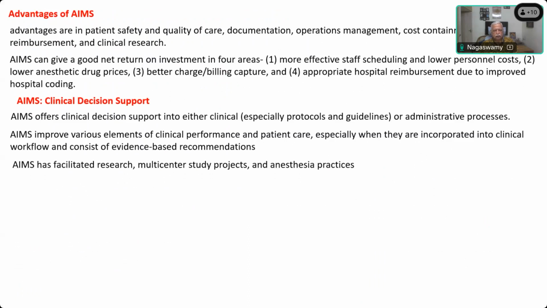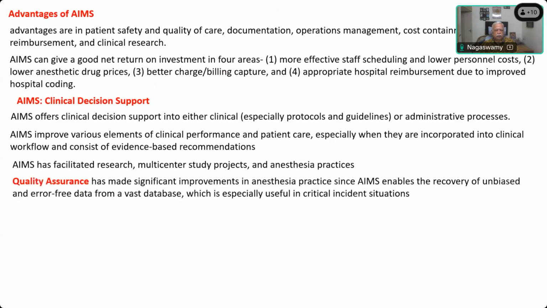You can exchange data with other institutions and do a multi-center research project, especially when a rare case is being operated on in only a few centers. Then the total number of cases may be much less. By combining with other centers, we can produce a good quality sample size and a better project and improve anesthesia practices.